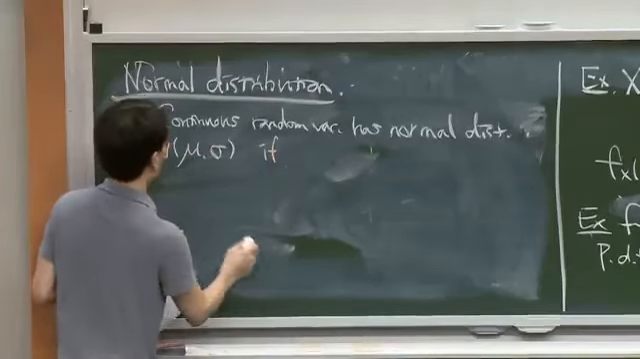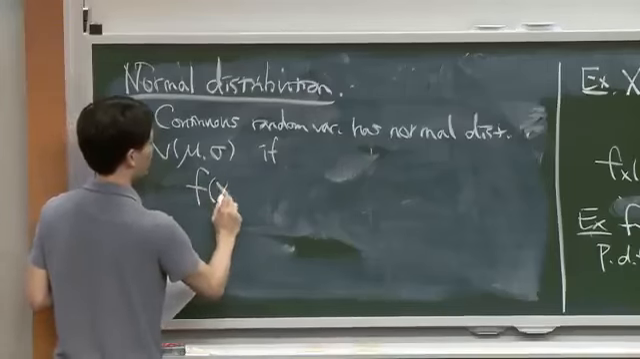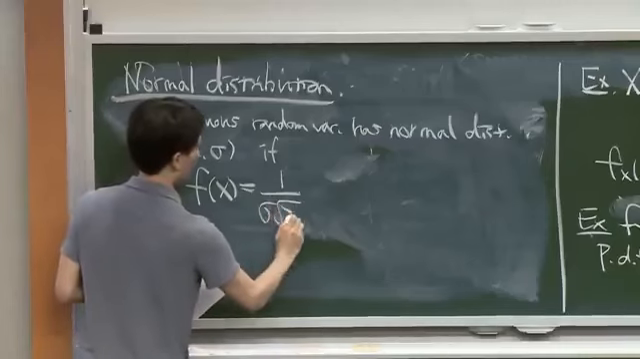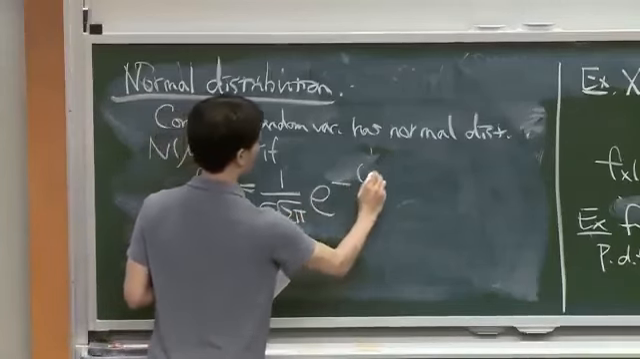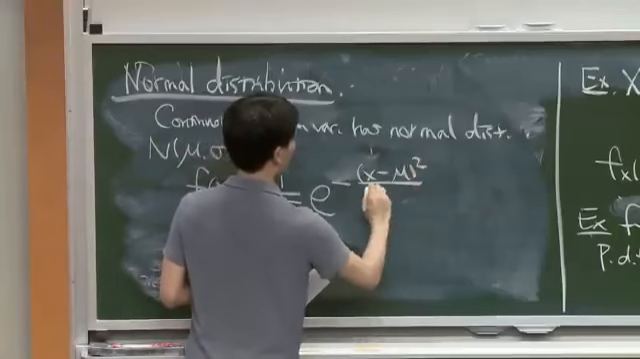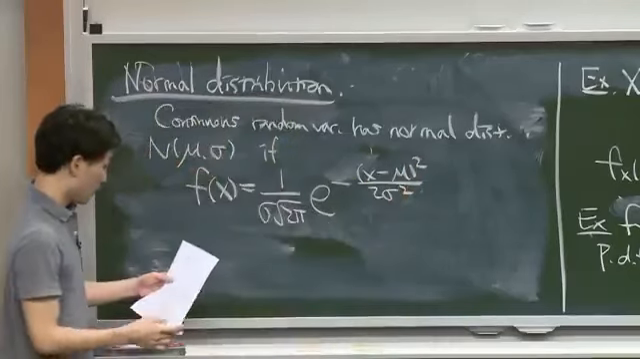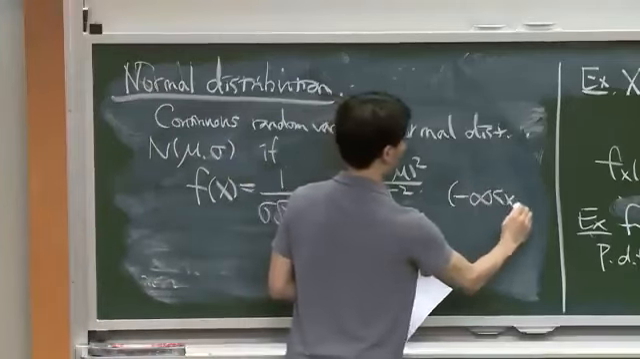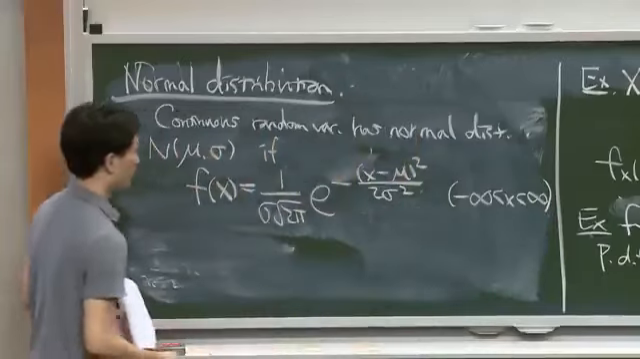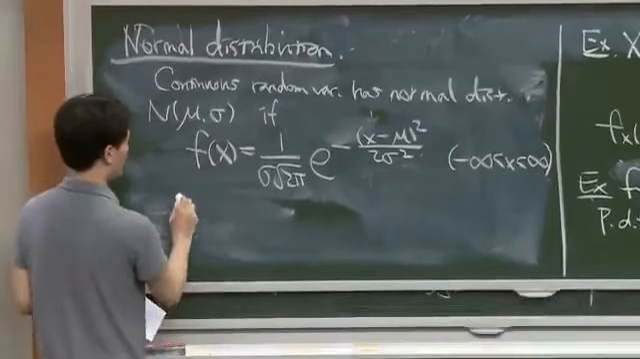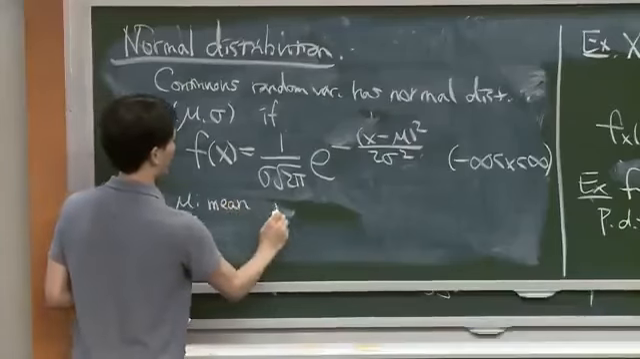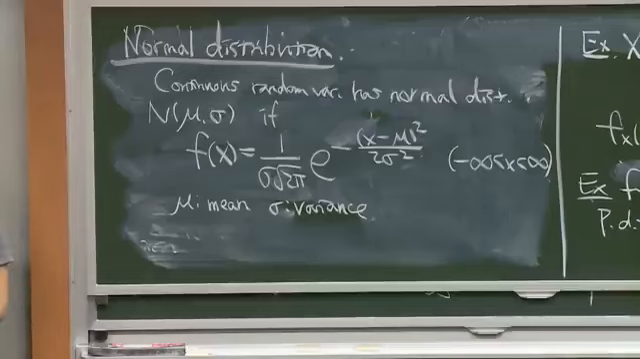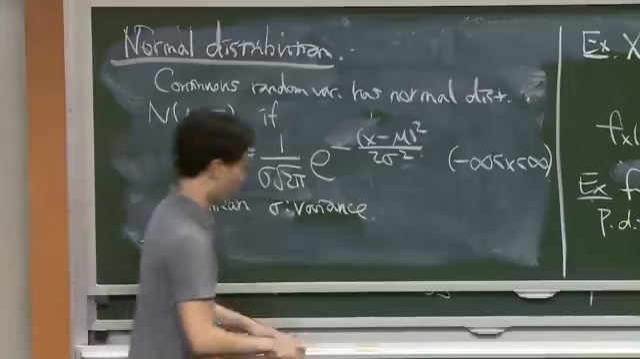if the probability distribution function is given as 1 over sigma square root 2 pi e to the minus (x minus mu) square over 2 sigma square, for all reals. Okay. So mu is the mean. That's one of the most universal random variable distributions. Most important one as well.